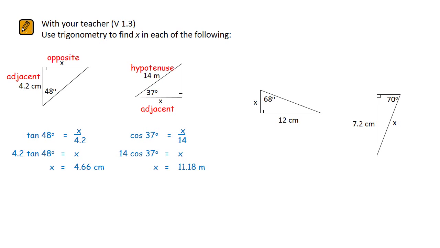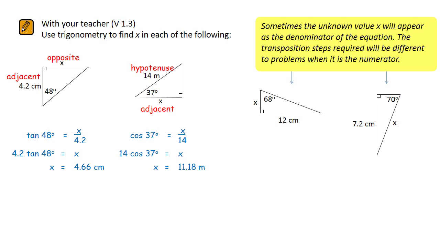Sometimes the unknown value will occur in the denominator of the equation. Have a look at this next example. The question involves the opposite and adjacent sides, so that makes it a tan question. The tan of 68 equals opposite 12 over adjacent x.